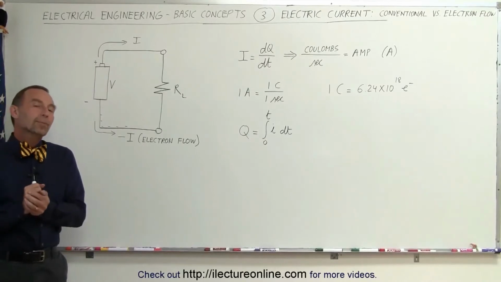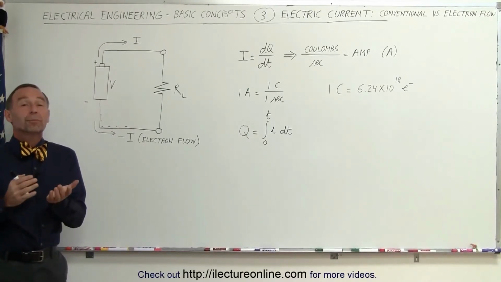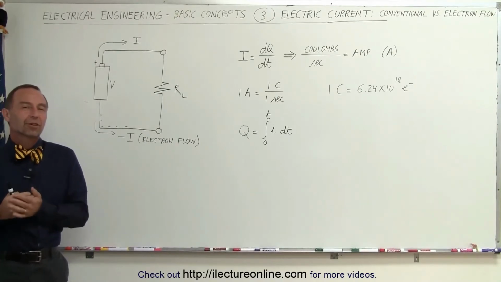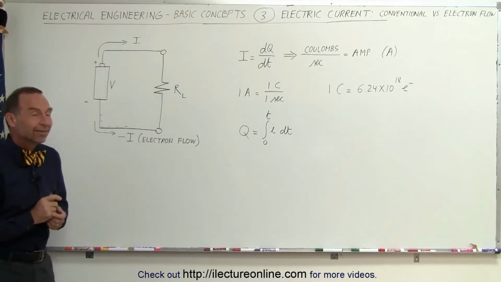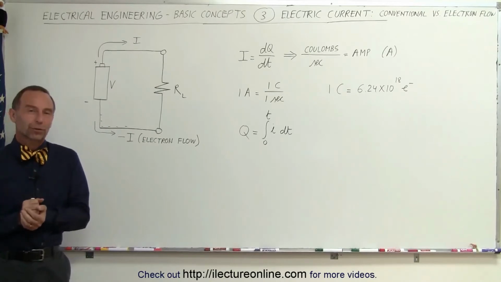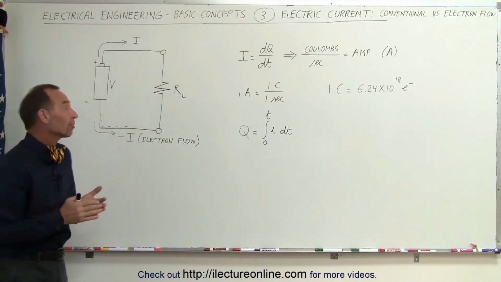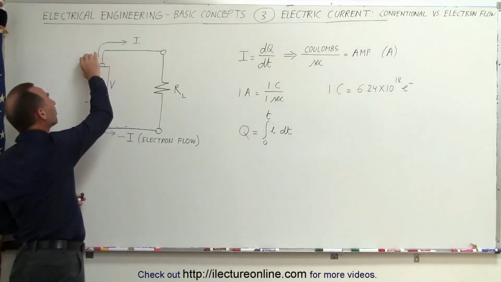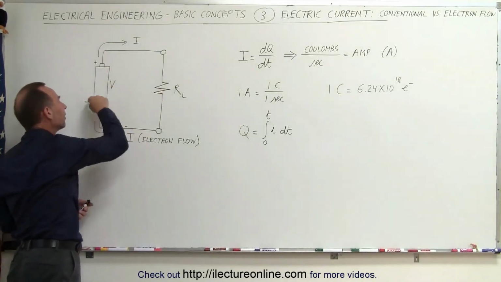Welcome to Electro Online. One of the most confusing aspects of electrical engineering versus basic science and physics when we talk about current is: what is the direction of the current? Well, the conventional direction of the current is that current flows from the positive end of the power source to the negative end of the power source.